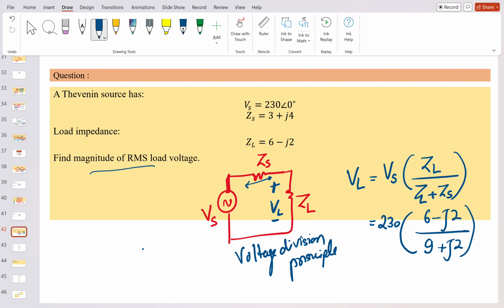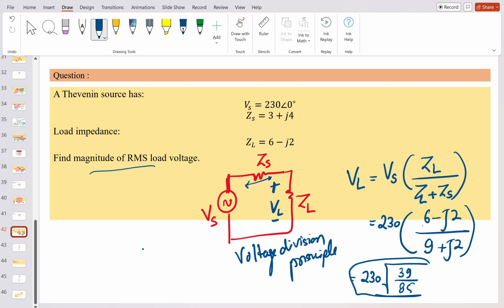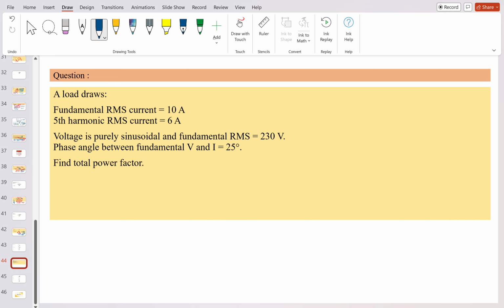It is asking for the magnitude. Magnitude means 230 here it will be 36 plus 4, 9 nines are 81 plus 4, 85. So when you solve, I don't know the answer, but it will come out to be nearly 157.7. Here I have solved with the voltage, finding out the current, but you can solve with the voltage division also. That is also fine. Let's move further with the last problem of this session.